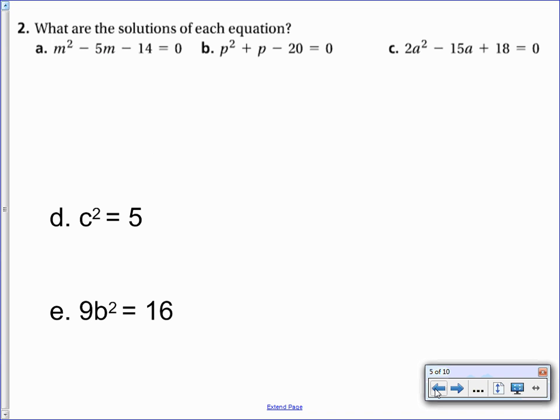When you do a problem like letter D, it's done a little bit different here. You notice that you have c squared equals 5. What you want to do is you want to just take the square root of both sides. So it's a little bit different with this one here, just in case it pops up on the homework. The opposite of squaring something is square root, so your answer for this one would be c equals, you put a plus or minus in front of it, square root of 5.